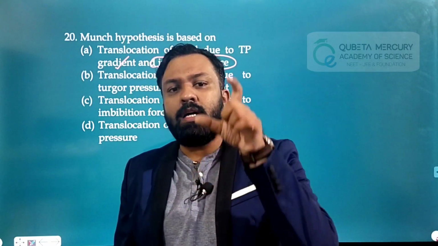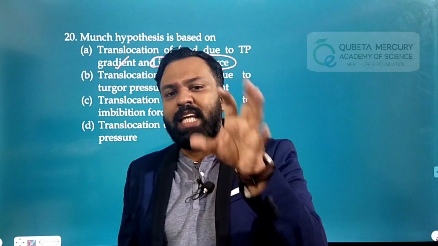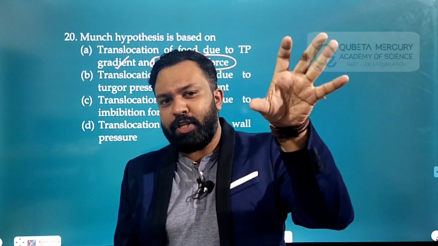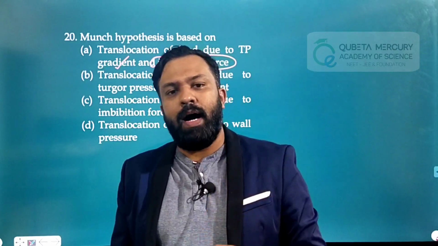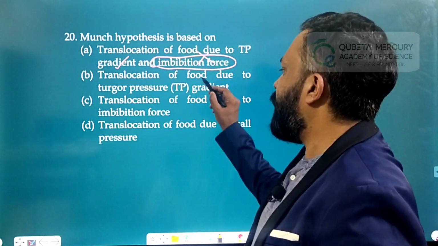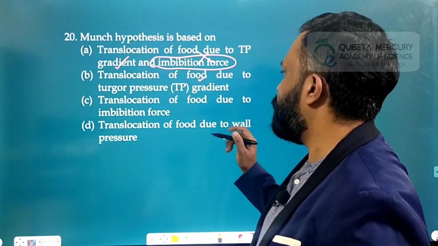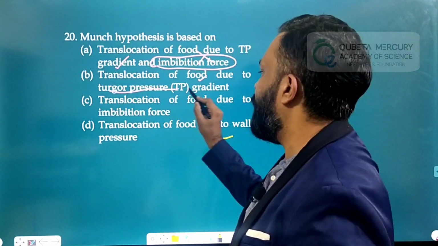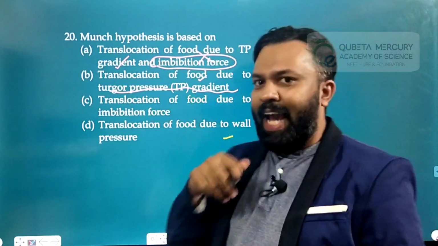Okay, the movement is downhill, downstream from a higher pressure region to a region of lower pressure, described by Munch, and thus said to be the Munch hypothesis. Second option, translocation of food, in the form of sucrose due to turgor pressure (TP) gradient. Yes, the TP of the source should be at the most and the turgor pressure of the sink should be at the least.